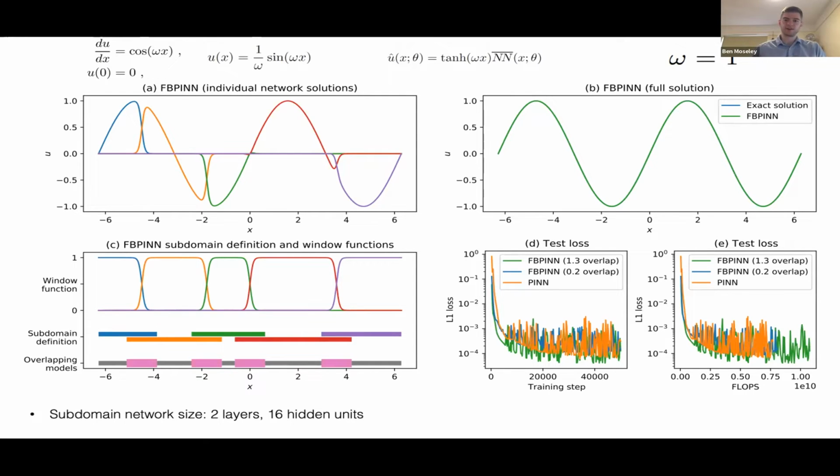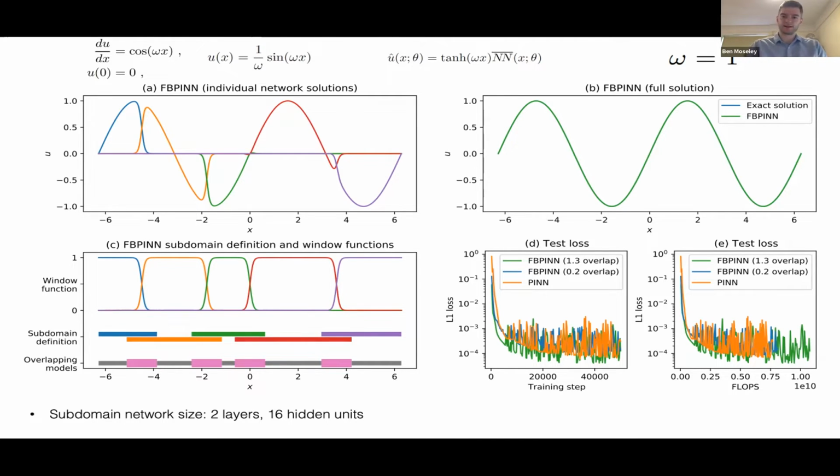So the first thing to do is to compare the FBPINN and the PINN for this low frequency example. Again, learning the problem du by dx is cos omega x. And you can see the different subdomain definitions that we've got in the bottom left there. So we're separating it out into 5 different domains here. So we've got a neural network for each of those domains. Then we're using the window functions that I've specified as well. And yeah, we find that the FBPINN converges in a very similar fashion to the PINN, taking a similar number of training steps and converging to a similar accuracy.